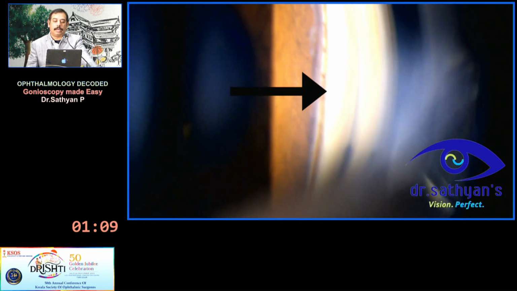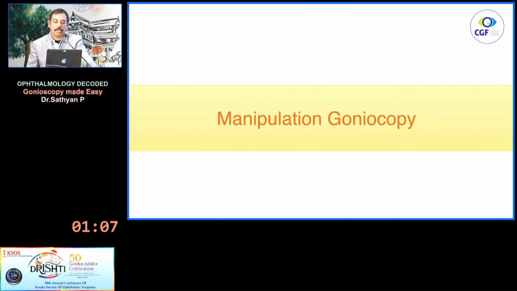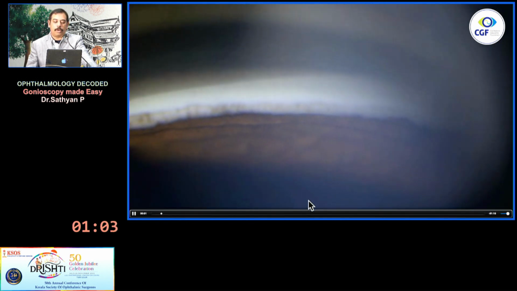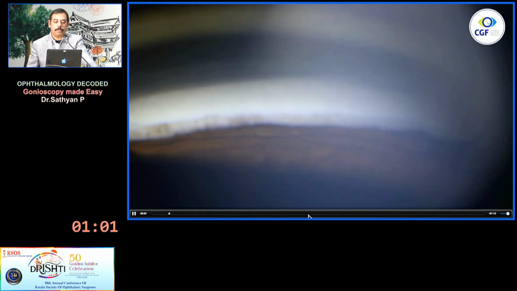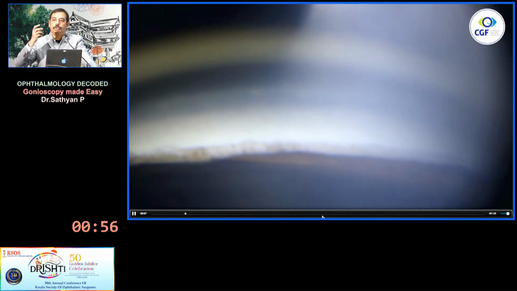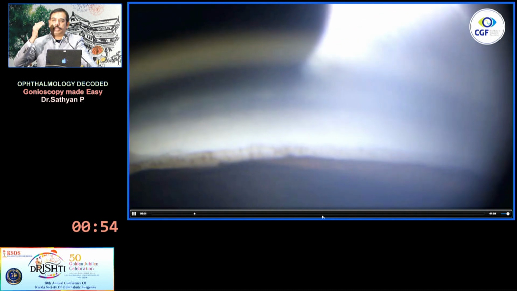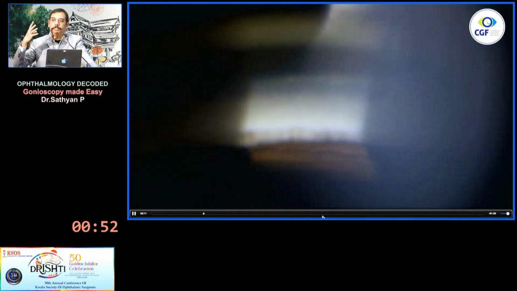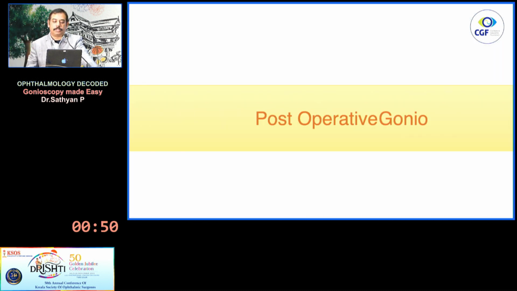This is a typical angle recession glaucoma. So manipulation gonioscopy, there's a small one on this. When you are asking the patient to look up, then you can see that the angle widens. Towards the mirror, you ask the patient to look towards the mirror, then the angle opens up a little bit, so that is called the manipulation gonioscopy.